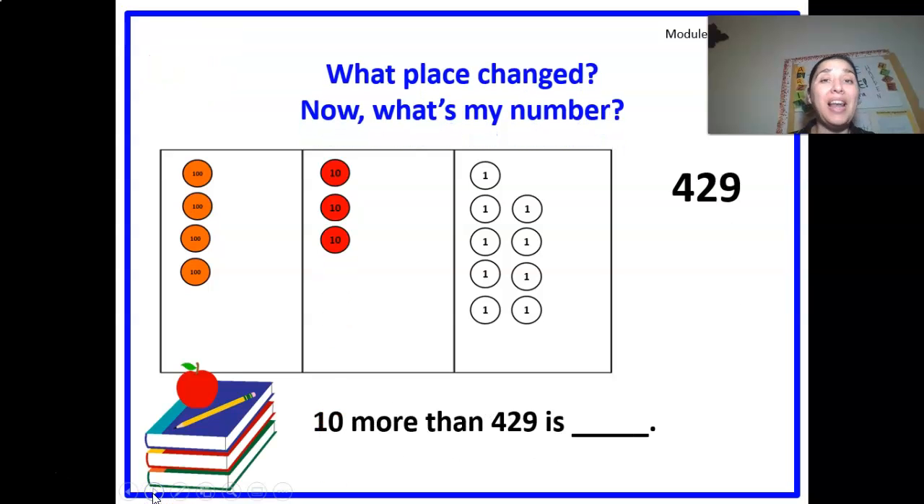Now, what place changed? Get ready. Yes, the tens. 10 more than 429 is, get ready. Yes, 439. I'm not going to write it. I just want you to think about it, because it's right here.